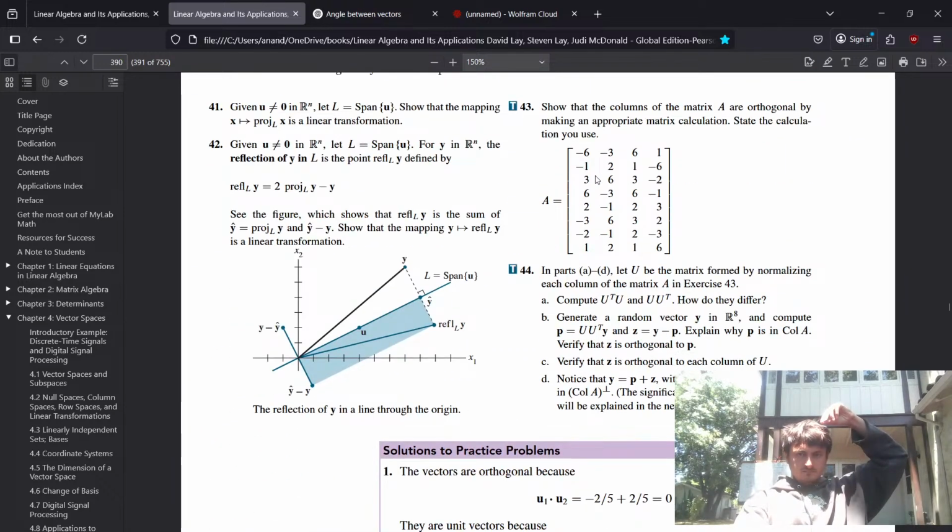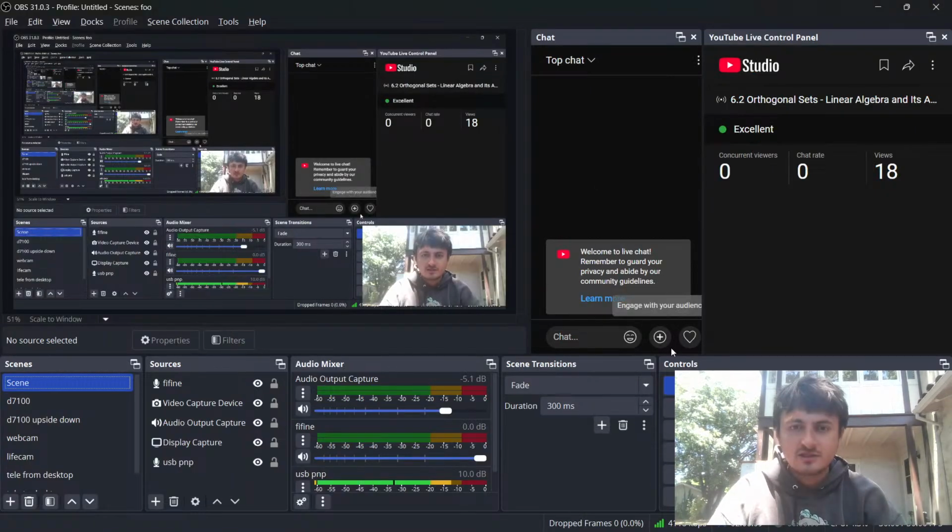All right, I think that'll be it for this section because we got to get going. We got to do other stuff.